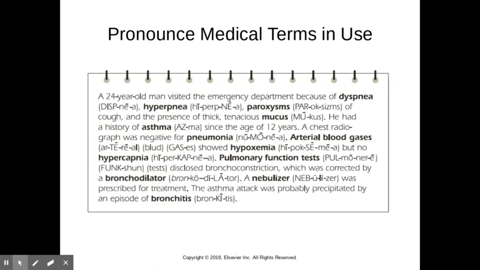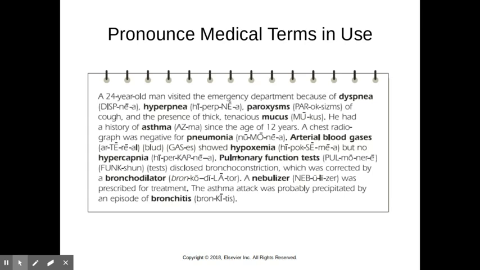All right, almost done here. A 24-year-old man visited the emergency department because of dyspnea, hyperpnea, paroxysm of cough and presence of thick, tenacious mucus. He had a history of asthma since the age of 12. His chest radiograph is negative for pneumonia. Disease state of the lung. Arterial blood gases showed hypoxemia.